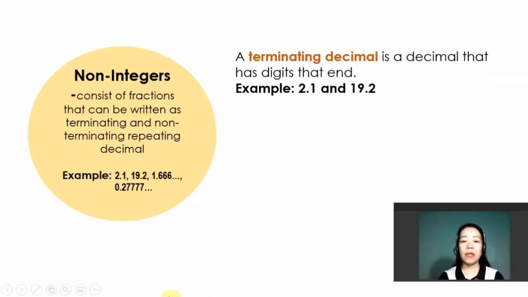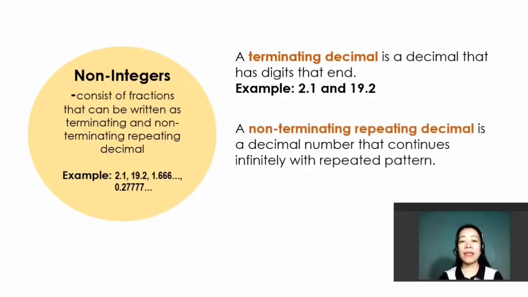How about a non-terminating and repeating decimal? A non-terminating repeating decimal is a decimal number that continues infinitely with a repeated pattern. For example, 1.666 and 0.27777 and so on. So dito, sa example natin, yung 6 continuous siya na nagre-repeat. Same din dito sa 7.